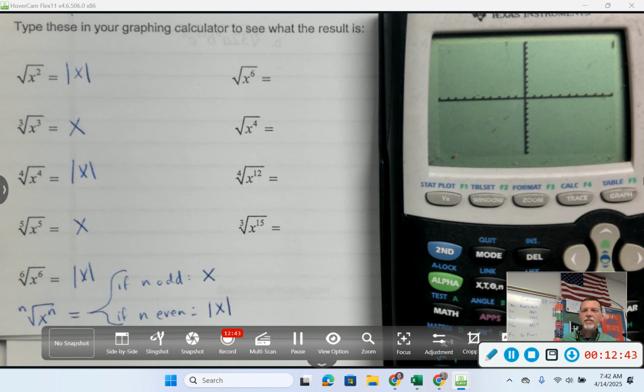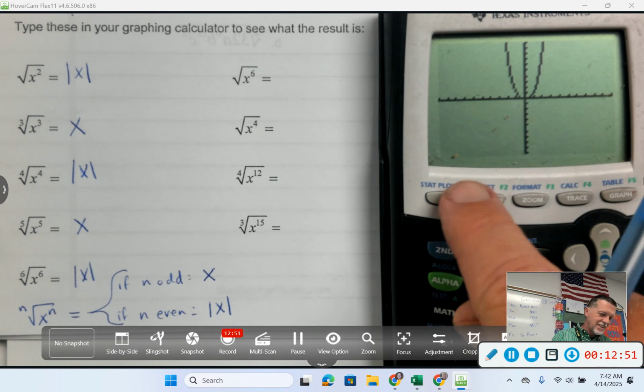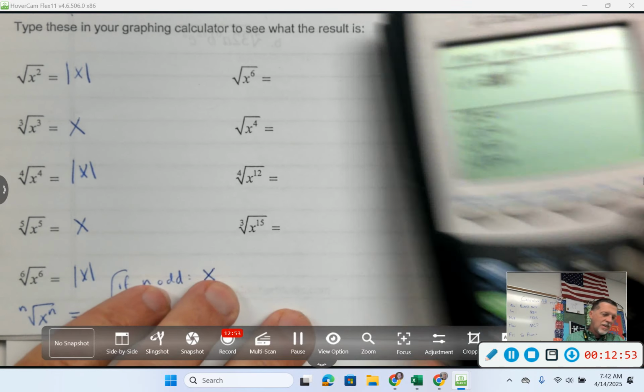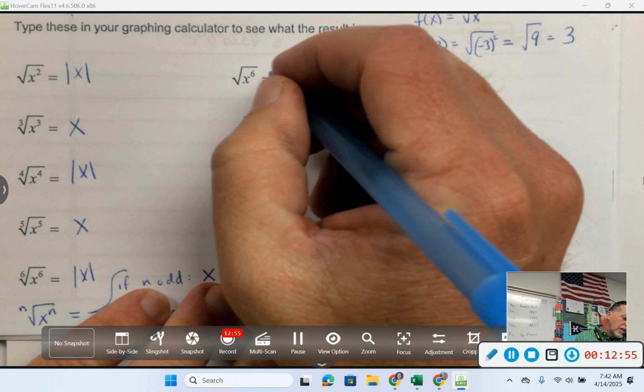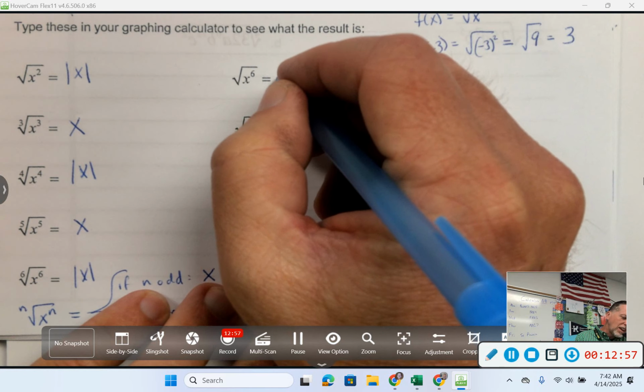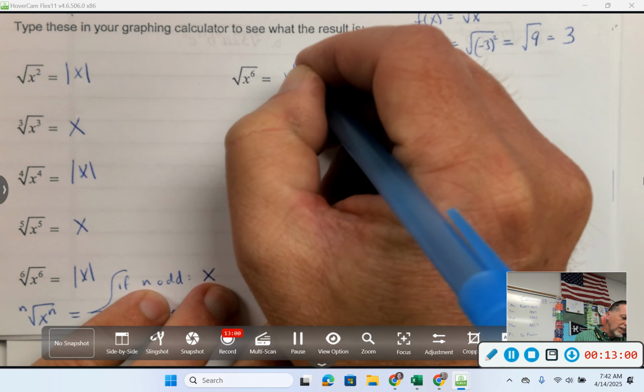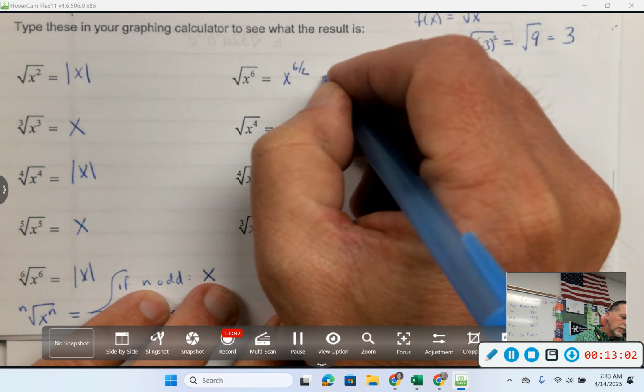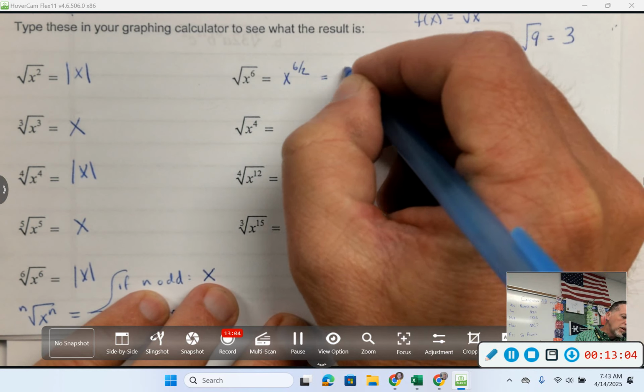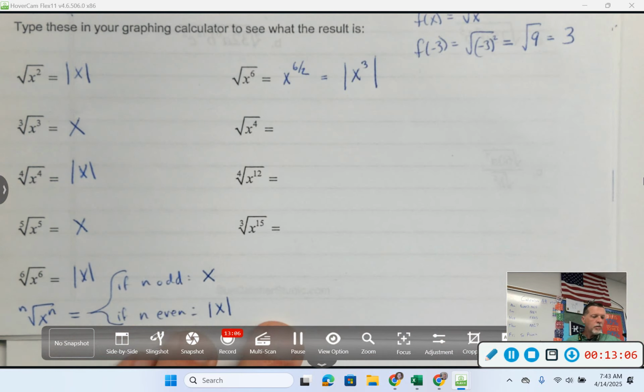See if we can figure out what this looks like. Oh, that's tricky looking. It looks like a parabola, but it's not a parabola. Maybe it's absolute value of x squared. I think you were right the first time when you said you could do it like this, x to the 6 over 2. It's x cubed, but because of the even roots always return positive answers.